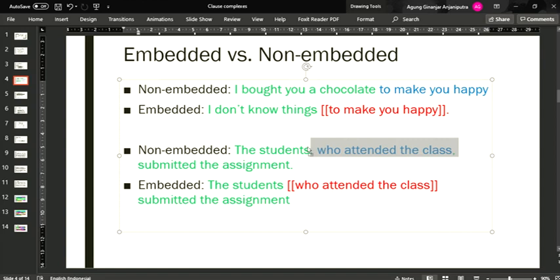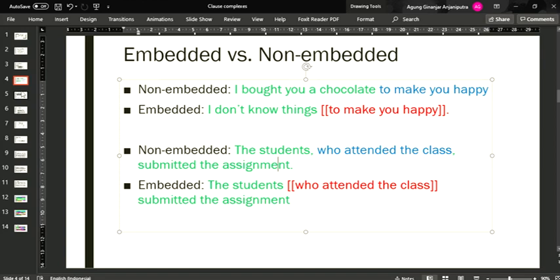So usually in writing, we can see that there are commas. But in spoken language, we usually use a pause before this clause. For example, "The student, who attended the class, submitted the assignment." It is different from the embedded clause: "The students who attended the class submitted the assignment."